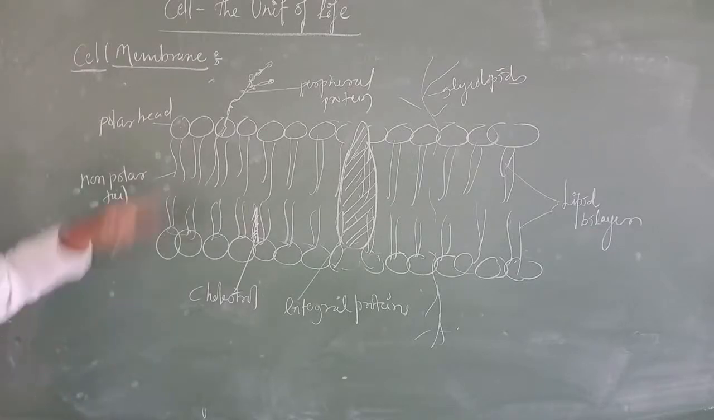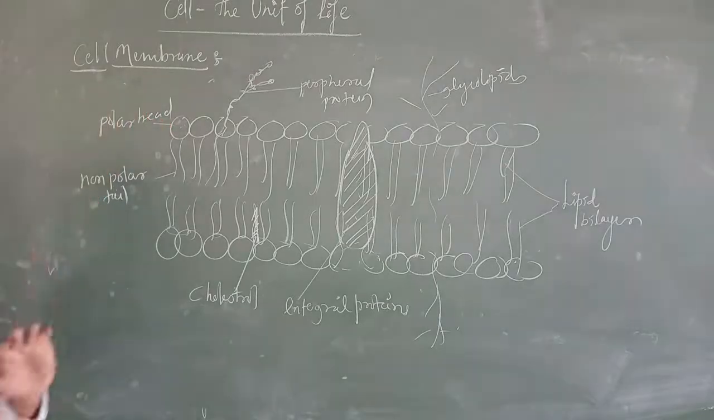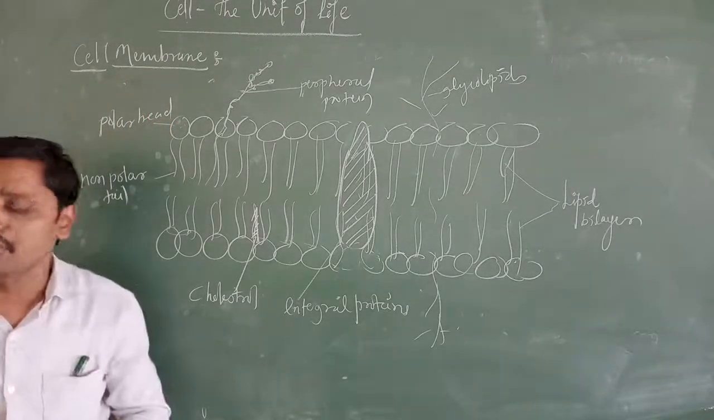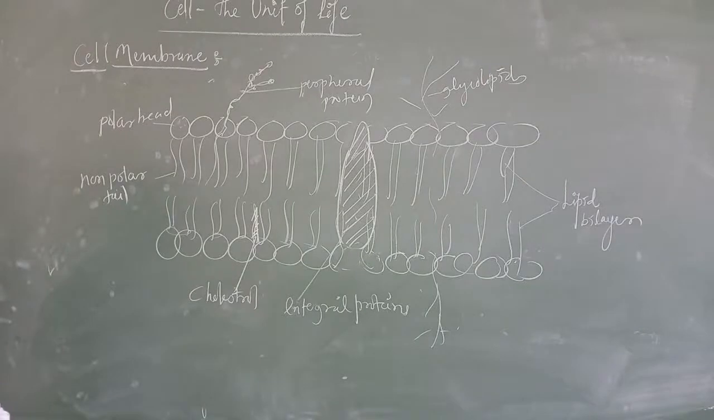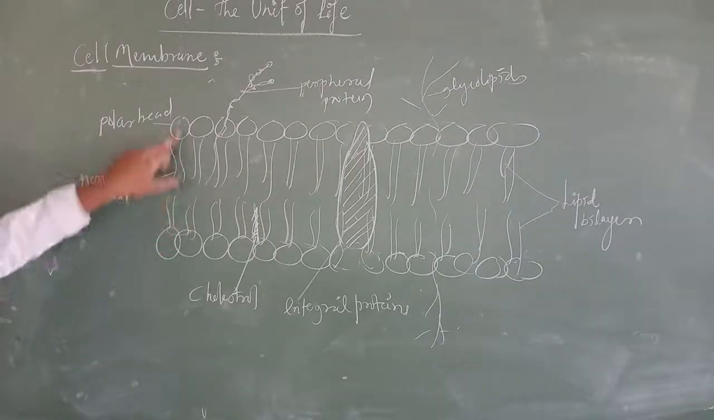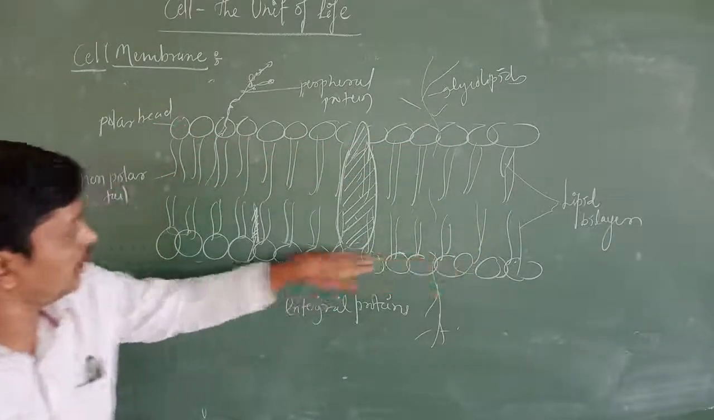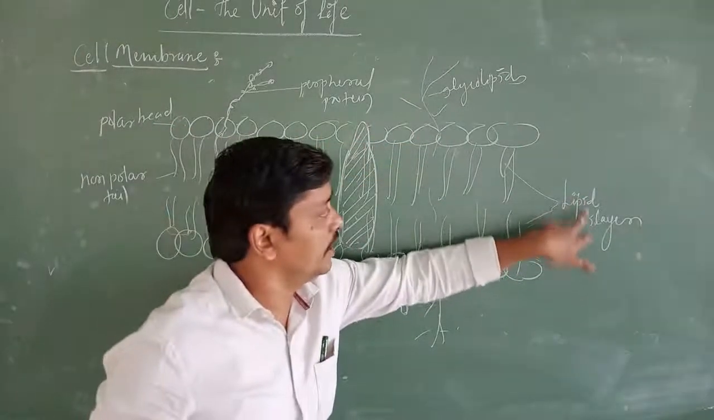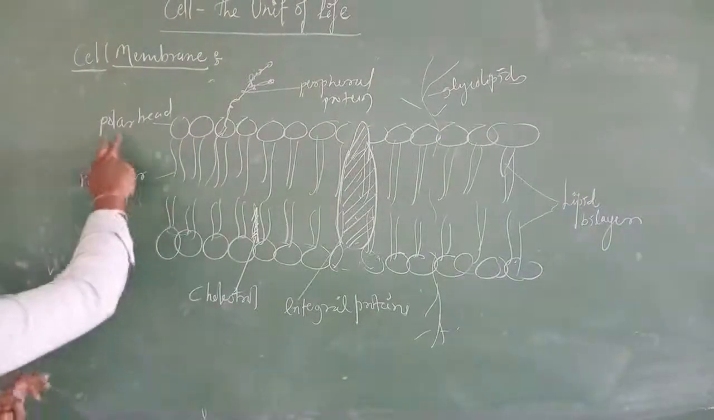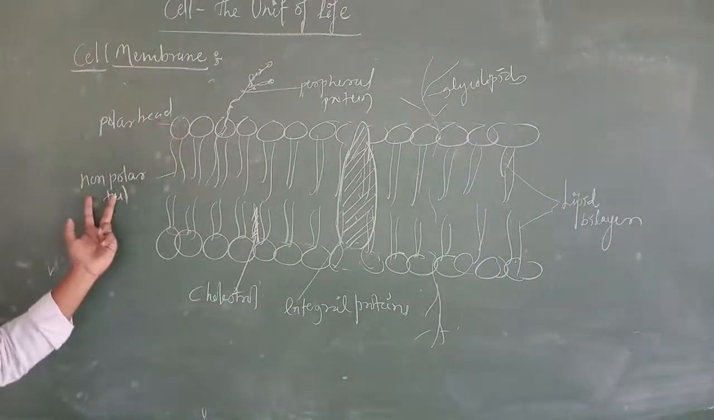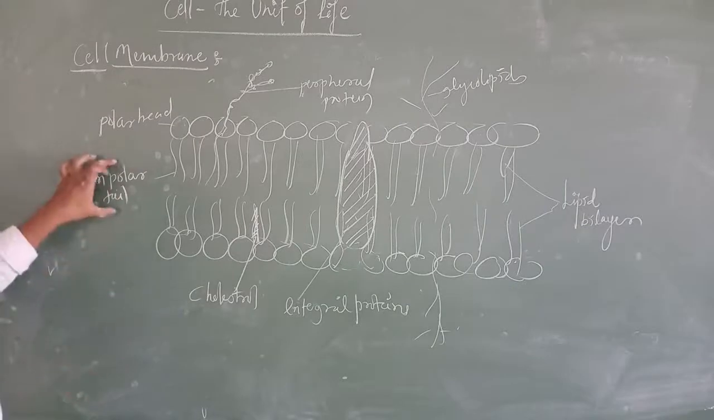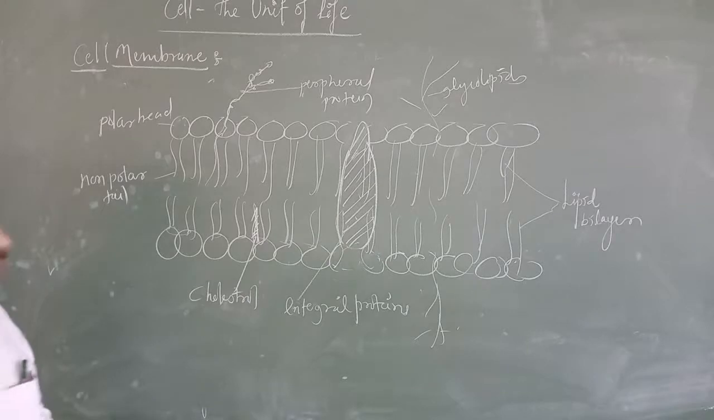What else I told you? The detailed structure of cell membrane was studied after the discovery of the electron microscope, and the structure of the cell membrane was studied in human organisms. The cell membrane consists of lipids, and they are arranged in a bilayer. That is what I told you here, the lipid bilayer, with the polar end outside and the non-polar tail inside. These non-polar tails protect from the aqueous environment.